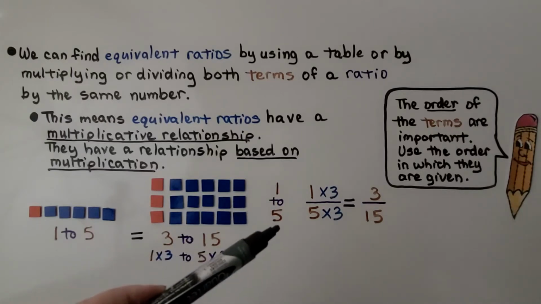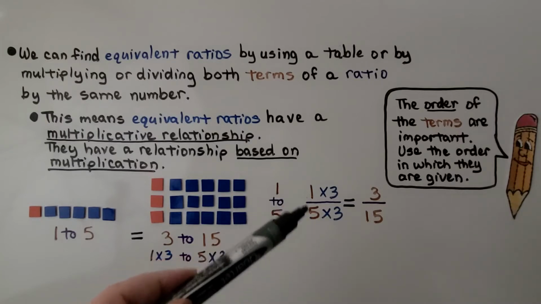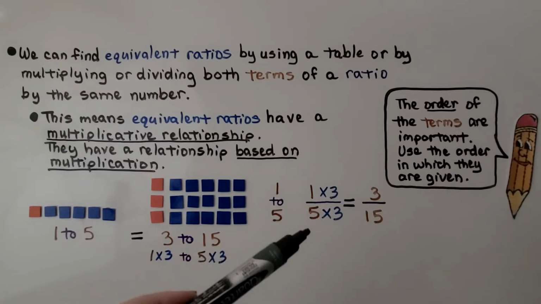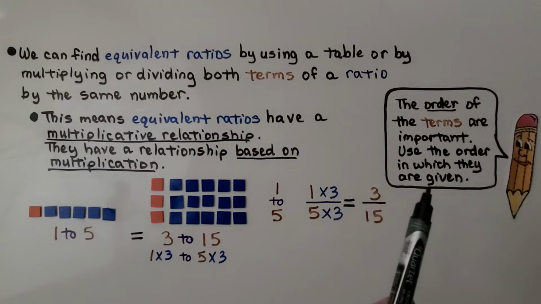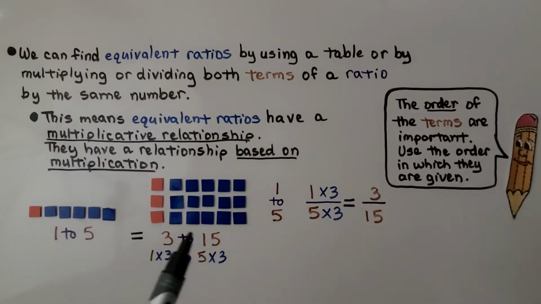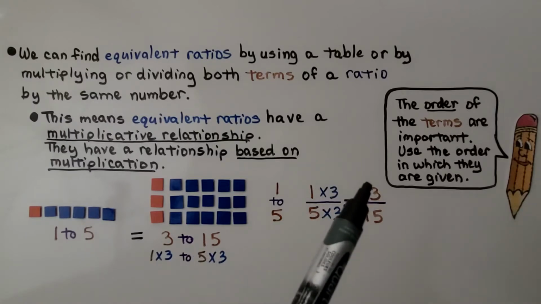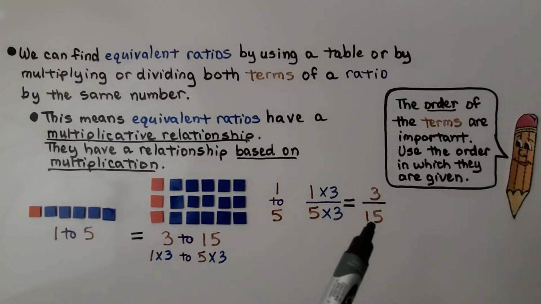1 to 5, we think of as the fraction 1/5. If we multiply the 1 times 3 and the 5 times 3, we're going to get 3/15. And the order of the terms is very important. We need to use the order in which they are given. We can't say that this ratio is 15 to 3. The 1 corresponds to this 3, and that 5 corresponds to that 15.